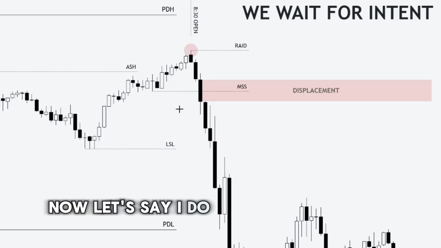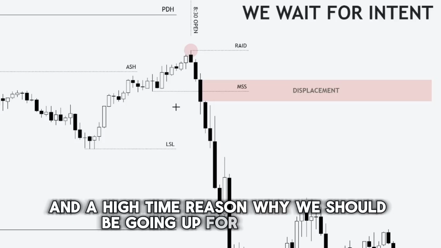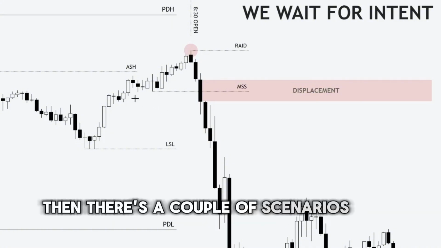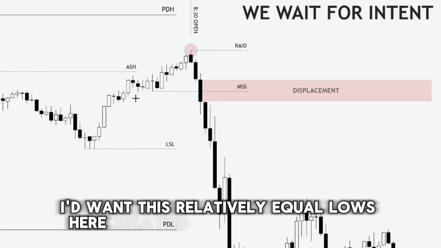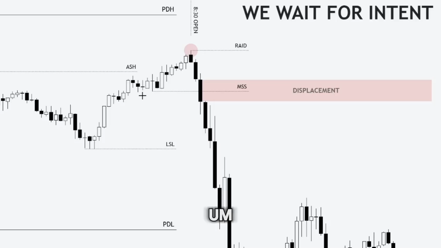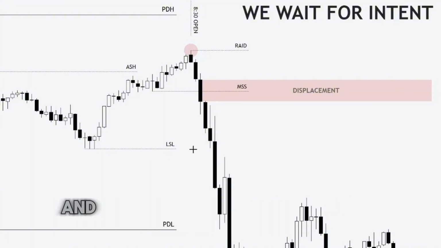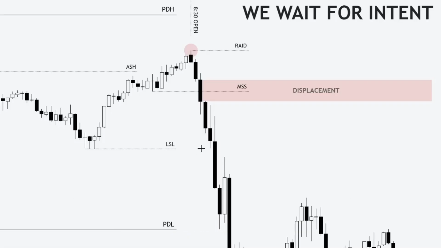Now, let's say I do have a very strong bias and a high time frame reason why we should be going up for these highs versus going for the low. Then there's a couple of scenarios that I would actually look for. I'd want these relatively equal lows created in the London session to get swept first. And then, even more so, potentially this London session low to be swept. And then I'd want the market to consolidate, or just give me an outright reversal.